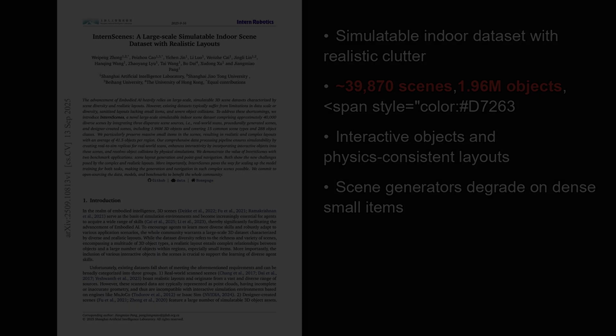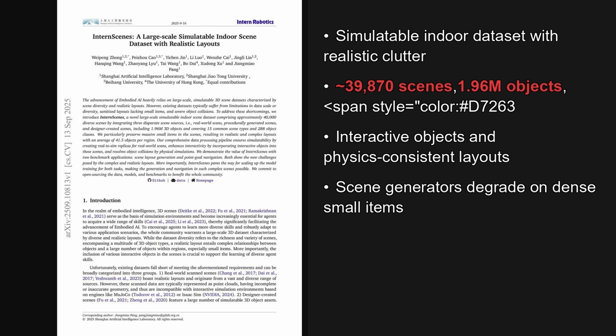Alright, 2 takeaways stand out. The dataset couples scale with real clutter, keeping small items in physics consistency so models face the messiness of actual homes, and the pipelines make scans simulatable and interactive, which unlocks tougher, more useful training for generation and navigation.